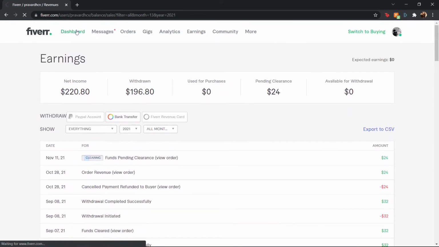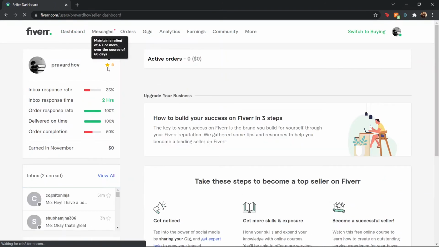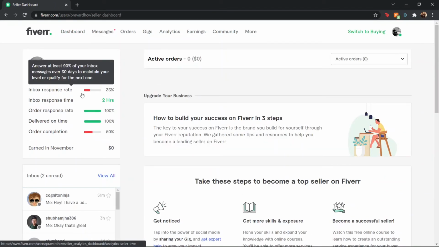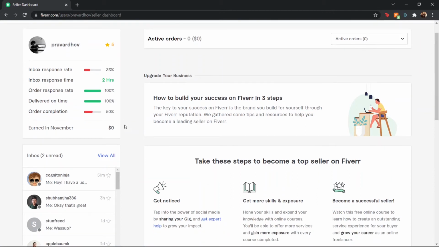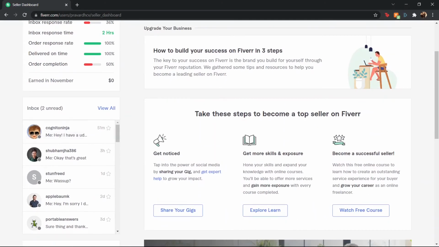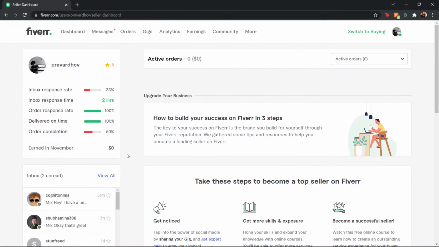So if I go to my dashboard over here, I have a 5-star review, and I've had a pretty low order completion rate for now, only because I've had my exams and I was very busy. But you can essentially message a lot of people and you get a lot of offers through this.